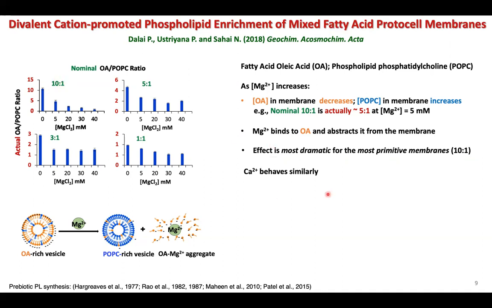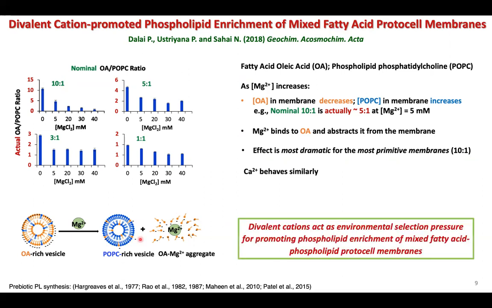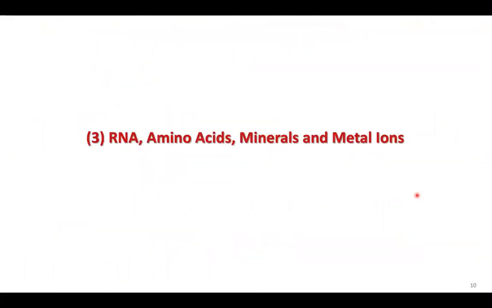Calcium behaves in a similar manner. So if you have a pure fatty acid membrane, yes, magnesium and calcium are unhealthy for them. If you have a small amount of phospholipid, by pulling out the fatty acid and enriching it relatively in phospholipid, you're actually making a more robust membrane. So divalent cations acted as a selection pressure for promoting phospholipid enrichment and therefore stabilization of early protocell membranes. And then Jack Szostak's group published this a couple of months later, similar results.